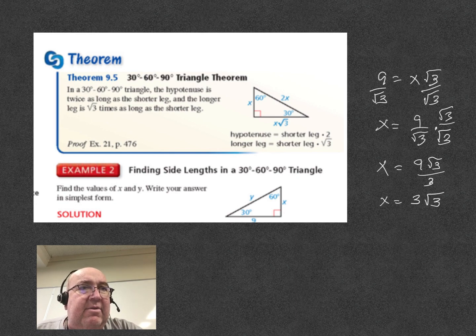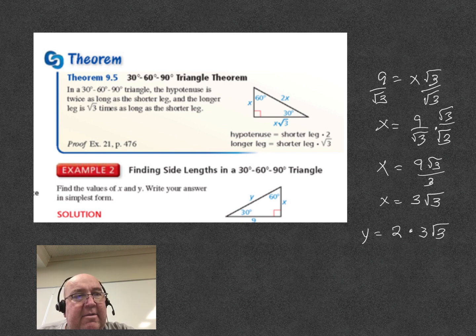So now we need to find y, which is going to be equal to 2 times the shorter leg. So we're going to have 2 times 3 square root 3, and our y value is going to be 6 square root 3.